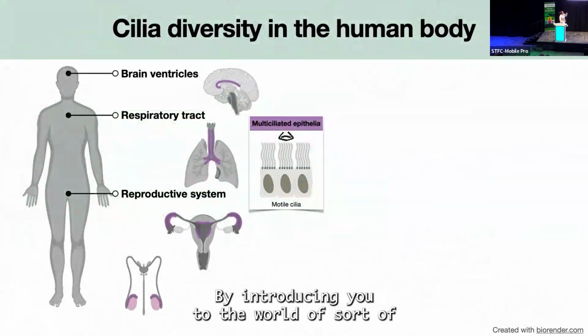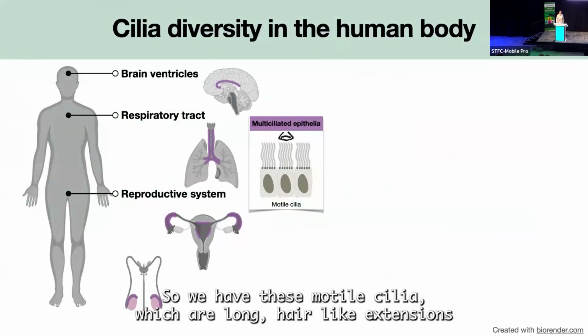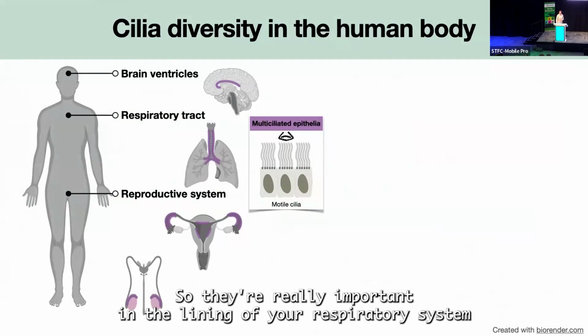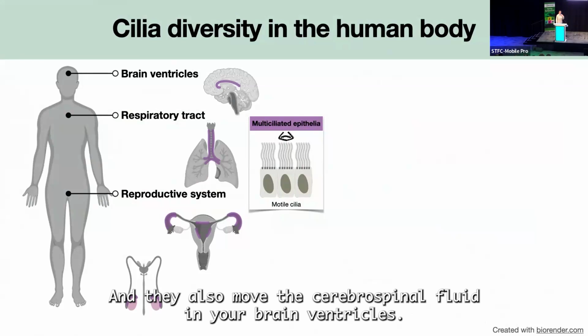There you go. By introducing you to the world of different types of cilia that you have within your body. So we have these motile cilia, which are long hair-like extensions that extend from the surface of cells, and these beat to produce fluid flow. So they're really important in the lining of your respiratory system, where they move mucus and remove pathogens from your lungs. And they also move the cerebrospinal fluid in your brain ventricles.